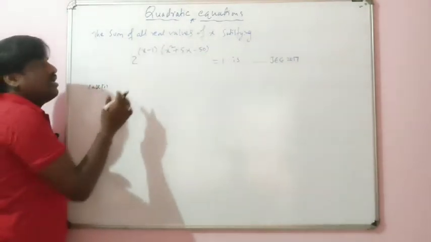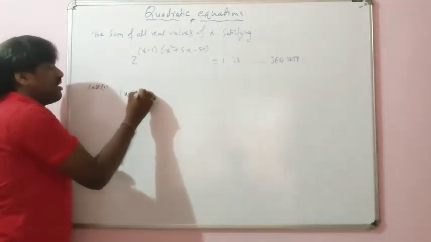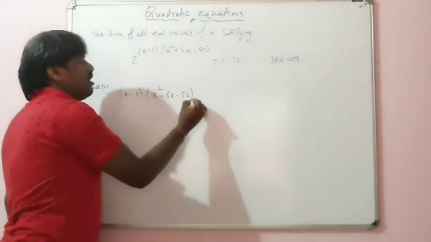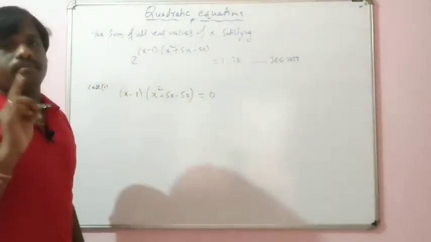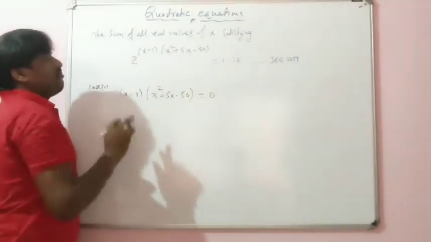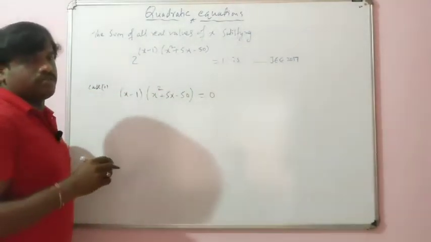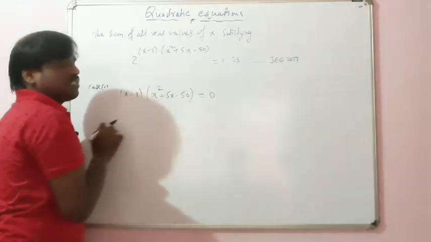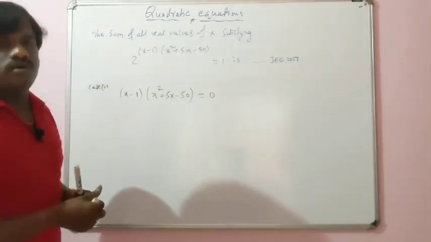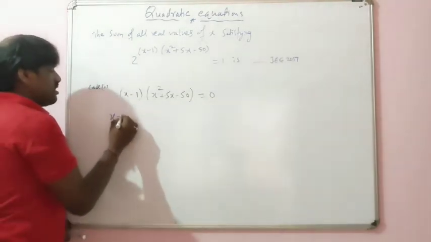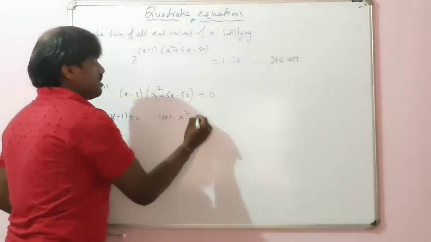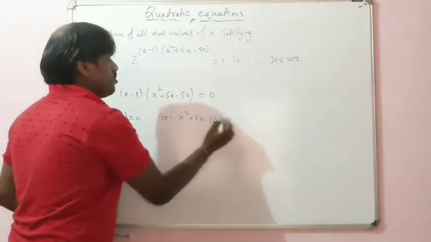2 power 0 is 1. It means that (x minus 1) into (x square plus 5x minus 50) should be 0. That is the only possibility we have. Anything power 0 is 1, so then only it is possible. So if this product is 0, I can write one case as x minus 1 is equal to 0. Another case we can write as x square plus 5x minus 50 is equal to 0.